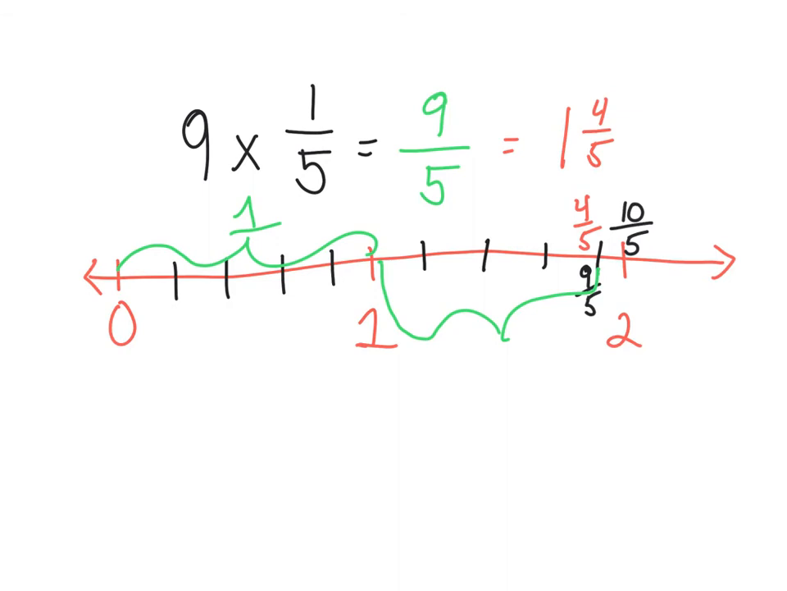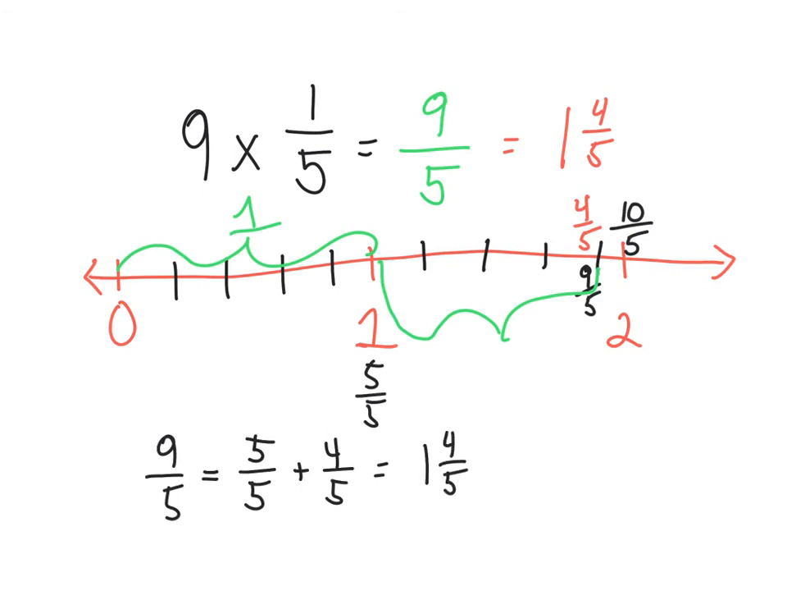So how would this look like if we stopped over here, this would represent 5 fifths, right? Because 5 fifths is a whole. And then we continued up another 4 fifths to get us to 9 fifths. So this would look like 9 fifths is equal to 5 fifths. There's that whole. We went up another 4 fifths to get to 9 fifths, which is equivalent to 1 4 fifths.